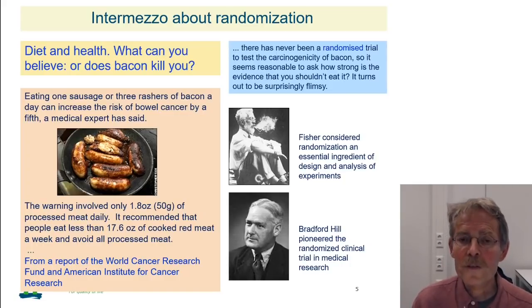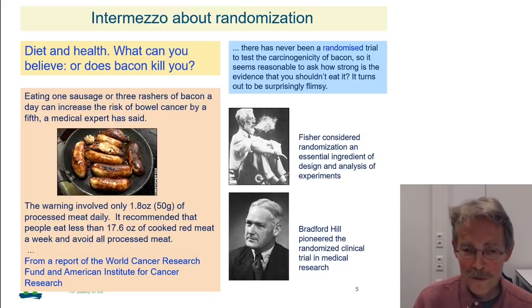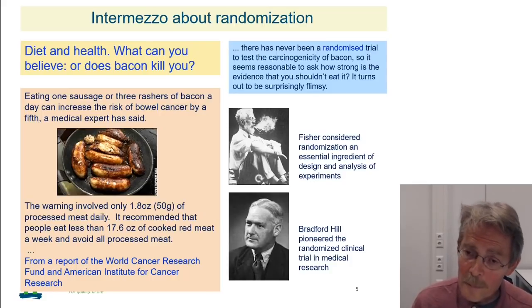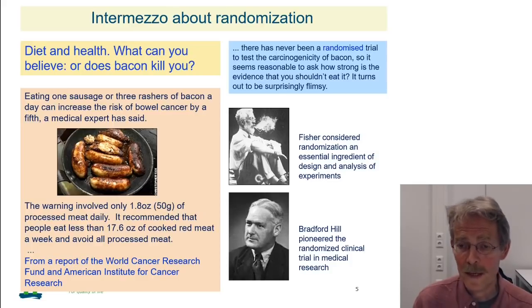Nevertheless, if you looked into the evidence, it was surprisingly flimsy. The reason is that you cannot take, say, 20 people and randomly assign 10 of them to a life of bacon and rashers and the other 10 to something more healthy, and then see at the end who has got bowel cancer and who has not. And that's not possible, fortunately. What you can do is take 10 people that already eat bacon and rashers more than most people, and take 10 people that don't and then compare them.